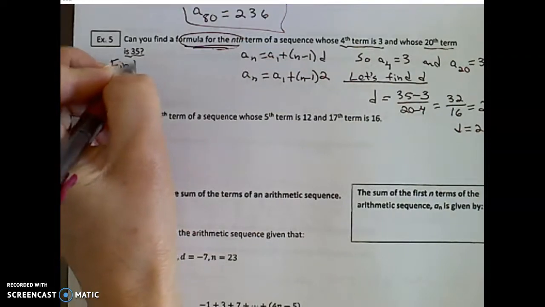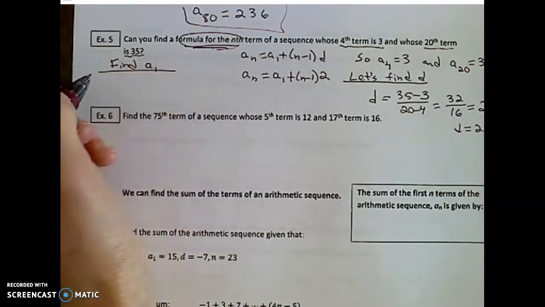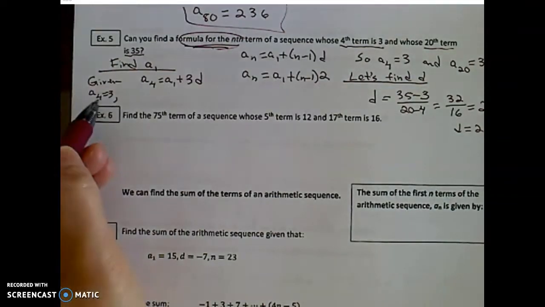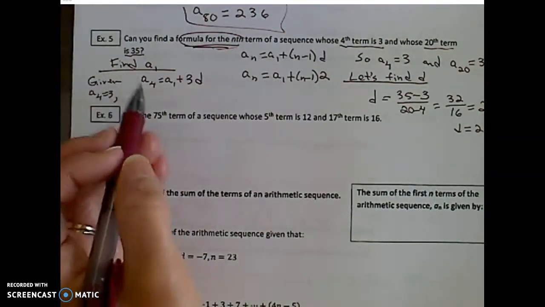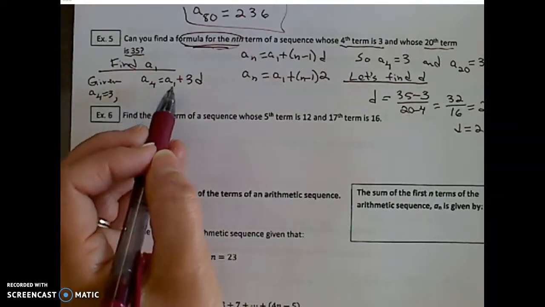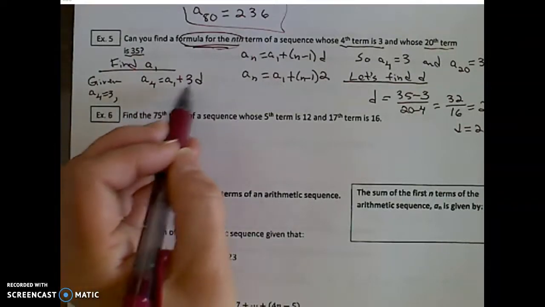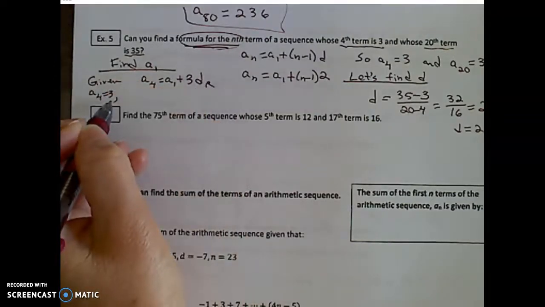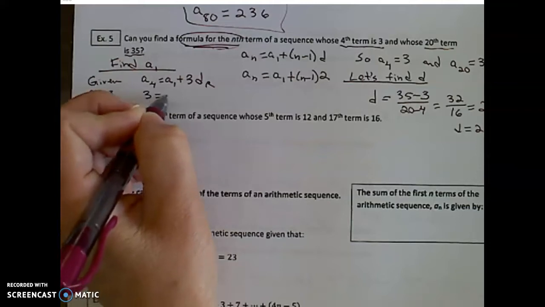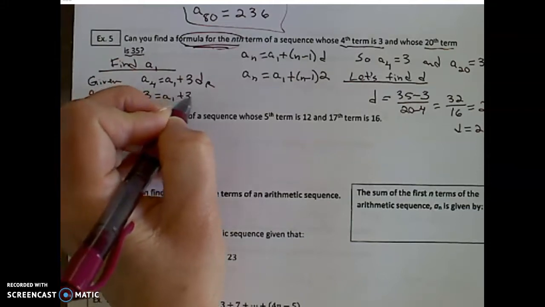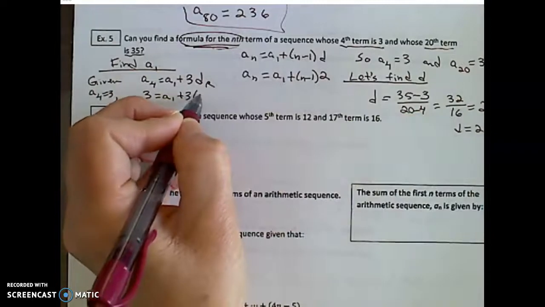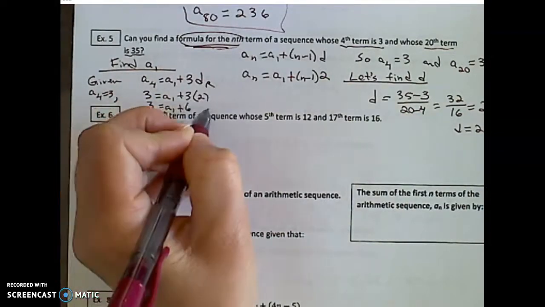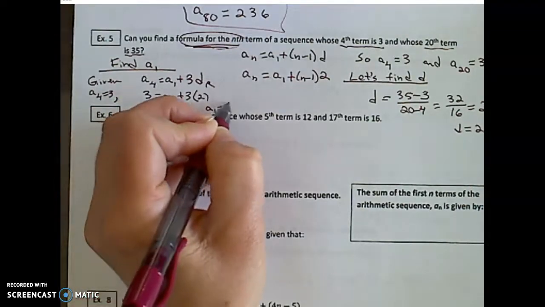So now I need to find a sub 1. Pause for a second and see if you can find that. I might do something like this. Remember, we're given the fourth term is 3. How would you calculate the fourth term? The fourth term would be the first term plus 1 less of those differences. But now we know the difference. Oh, wait, and we know the fourth term. The fourth term is 3, which will equal a sub 1 plus 3 of those common differences, and the common difference was 2. So 3 is equal to a sub 1 plus 6. A sub 1 must equal negative 3.